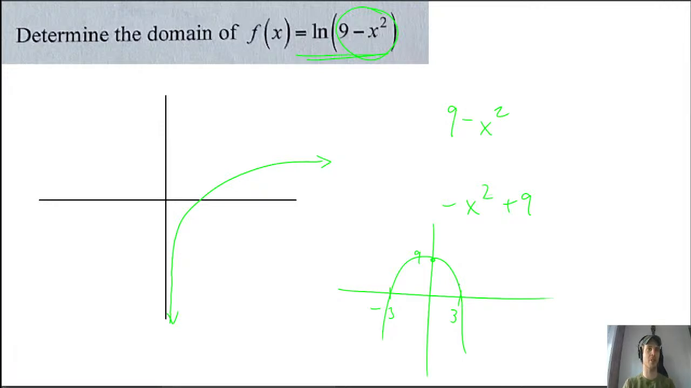You all remember this from Algebra 2. If you do not remember this from Algebra 2, hit it in the chat.